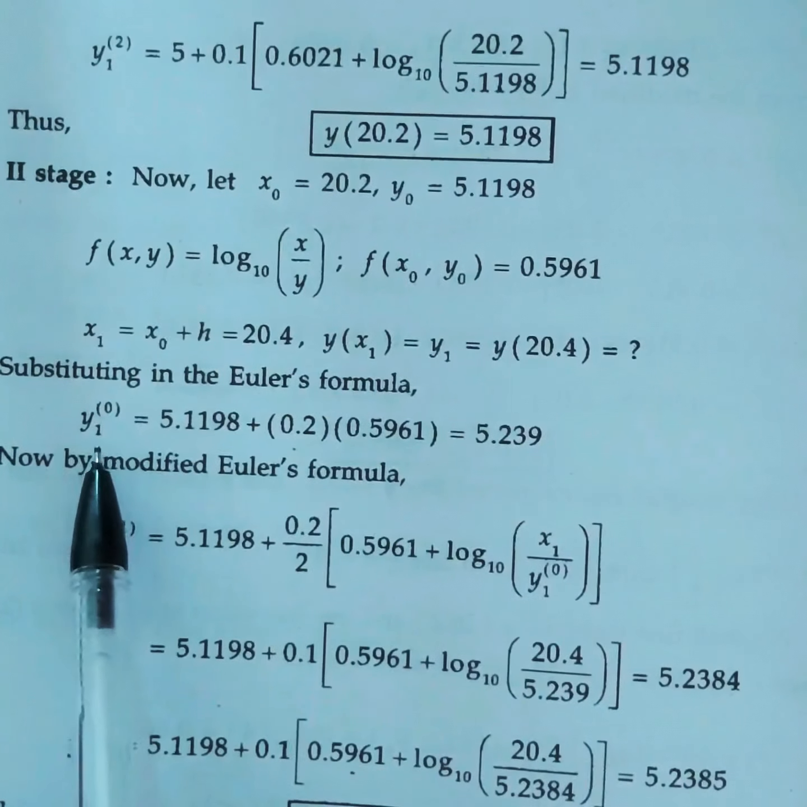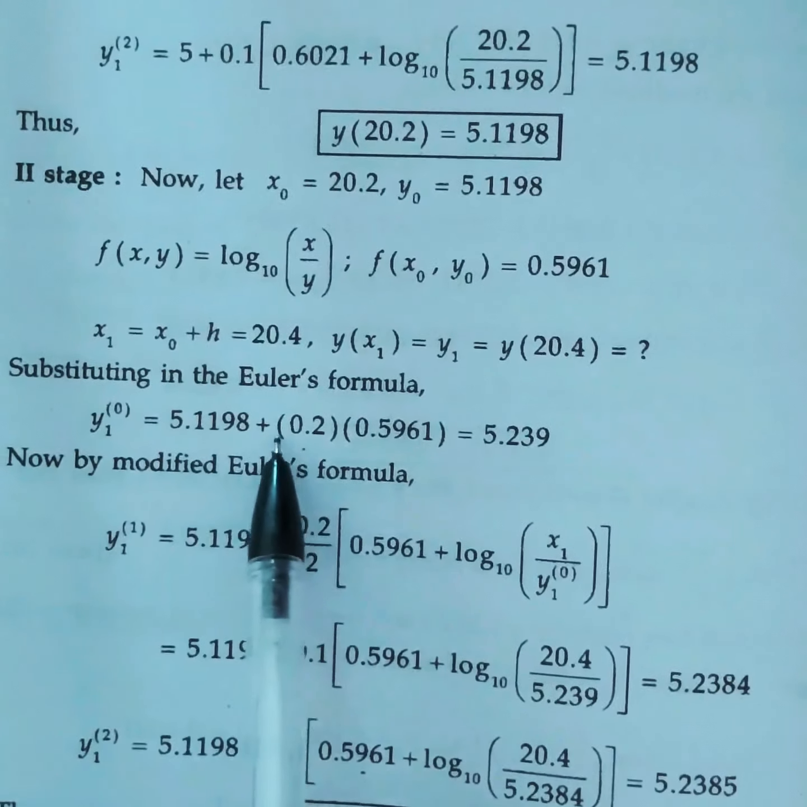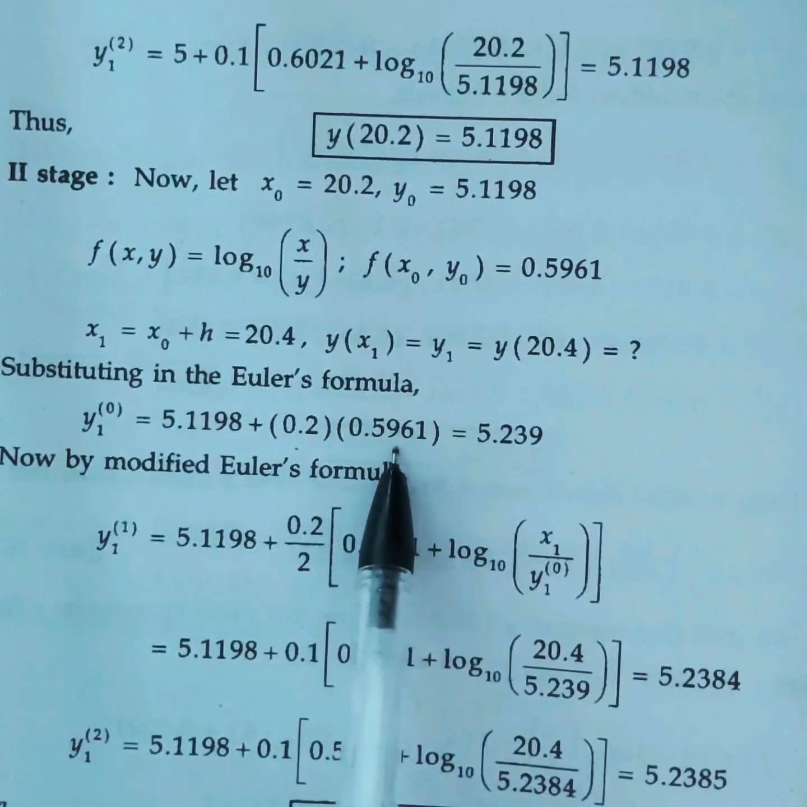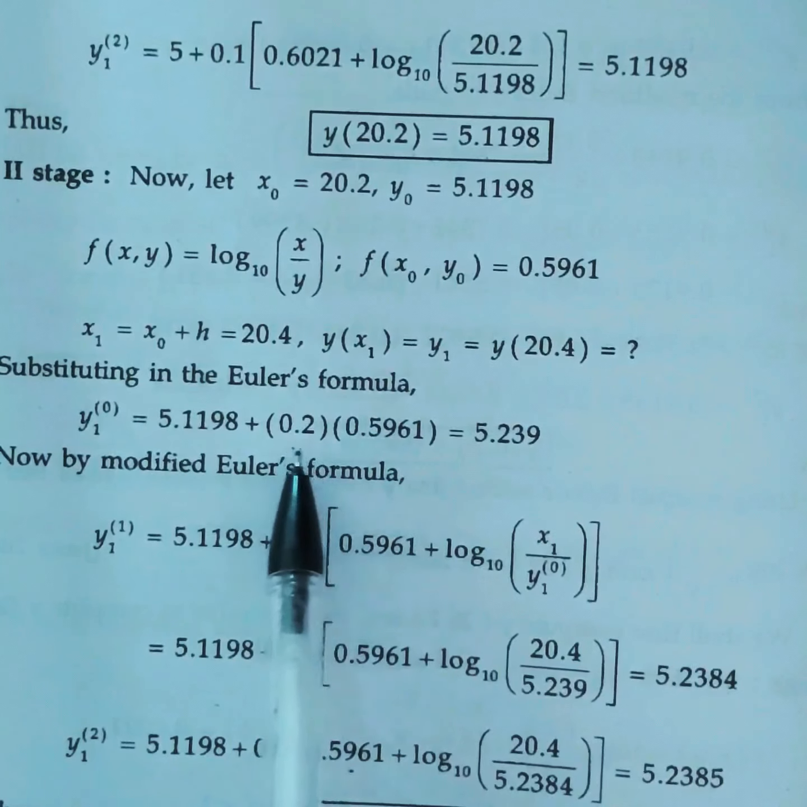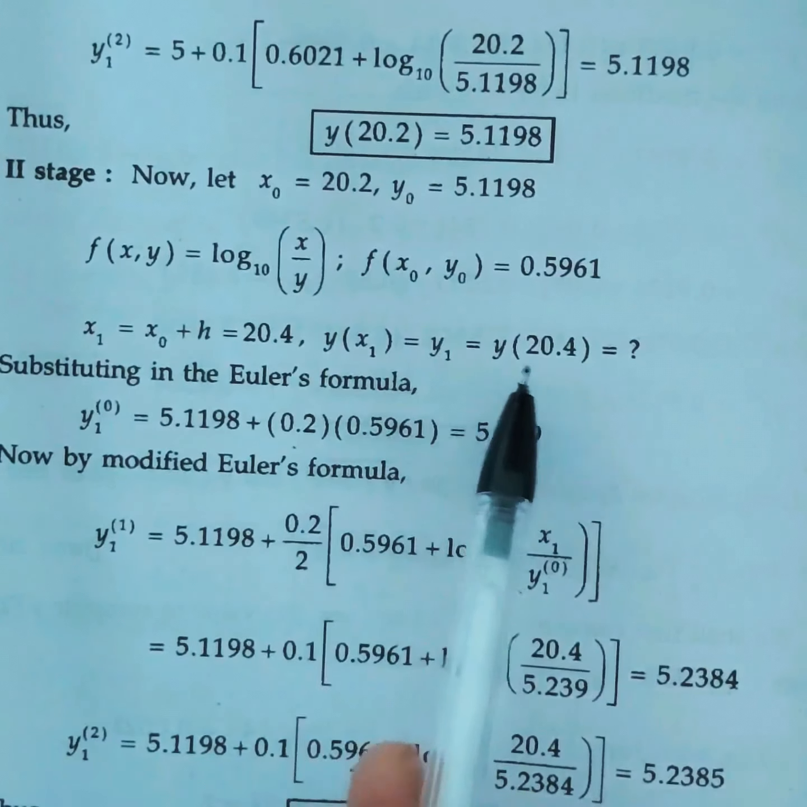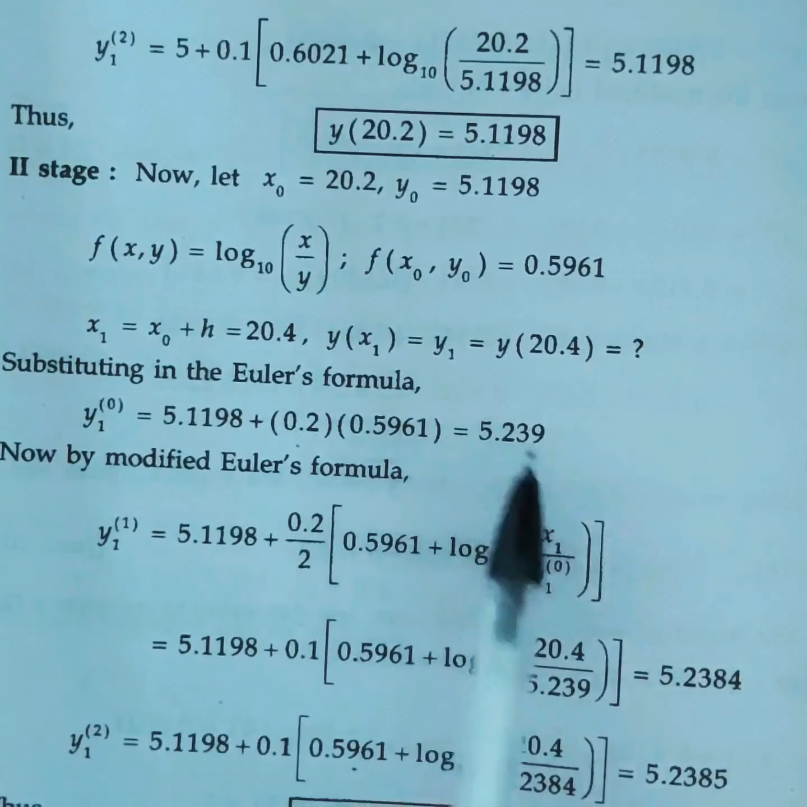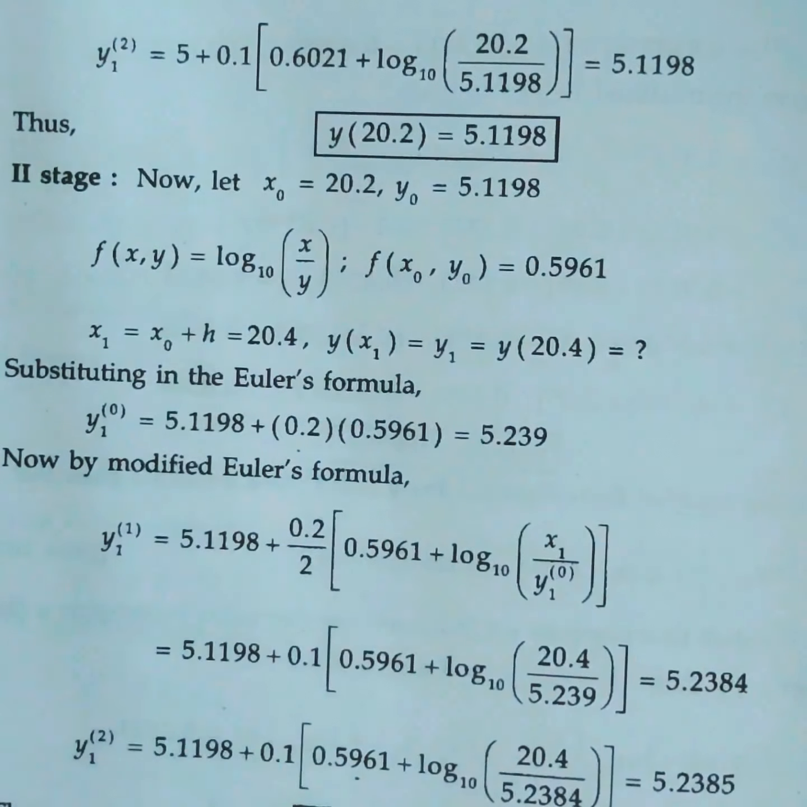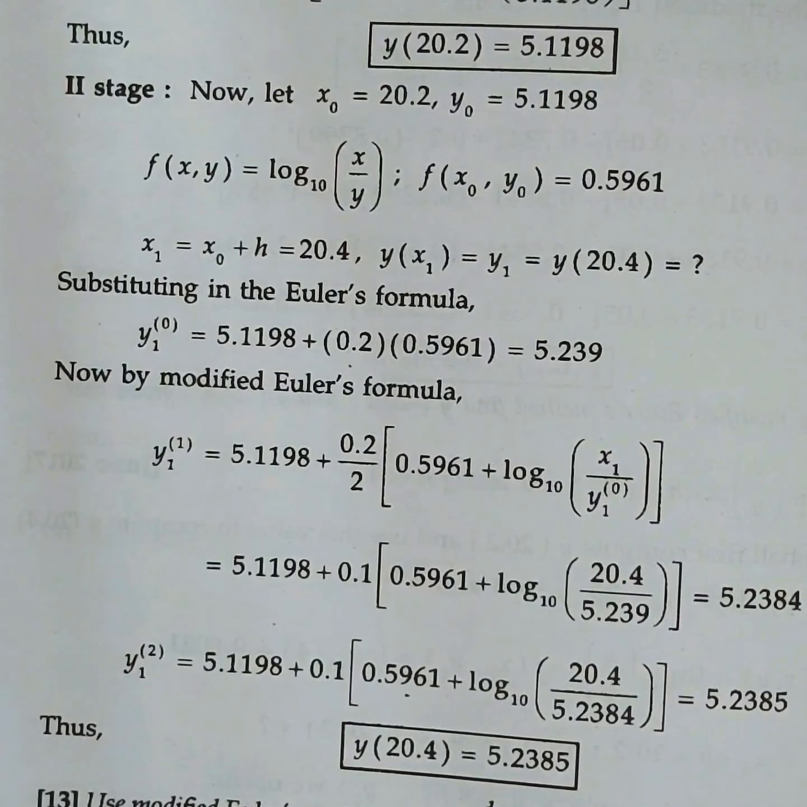Okay. So the first approximation, that is y1 of 0, is equal to y0 plus h into f of x0, y0. Remember, for the first approximation there is no by 2. So h is 0.2 and your f of x0, y0 is 0.5961. Replaced it and got this answer. So we are going to do two modifications. If they didn't mention how many modifications you have to do, minimum you have to do 2 modifications.